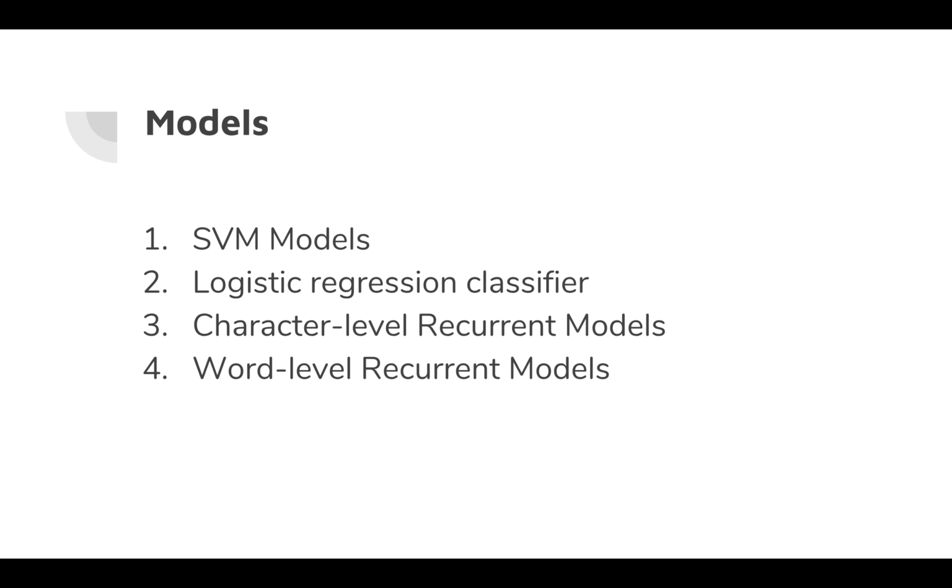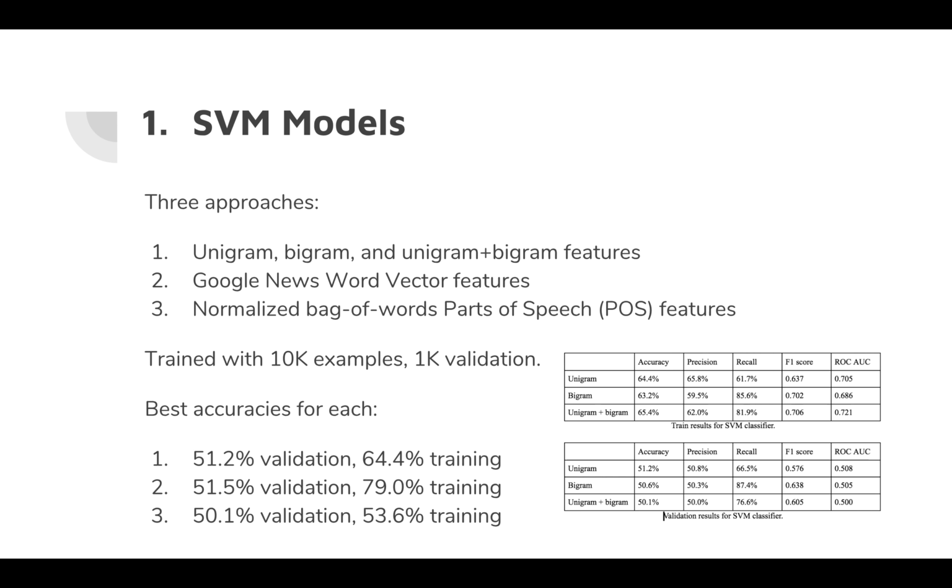To tackle this problem, we applied 4 different models: SVM, Logistic Regression Classifier, and character and word level recurrent models. Our first approach was the SVM, and we took 3 different approaches within this, using unigram, bigram, and a combination of both features, Google News word vector features, and normalized bag of words part of speech features, trained on 10K examples and 1K validation. The best accuracies for each are reported below and hovered around 50 to 51.5% for validation and around 53 to 79% on the training set.